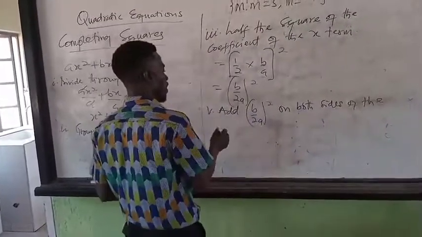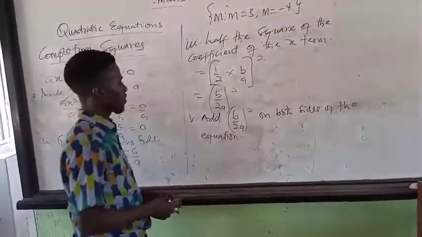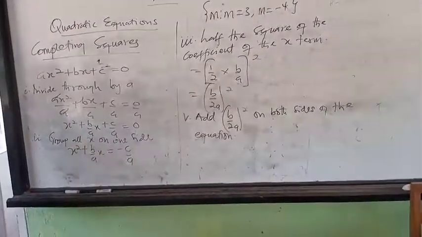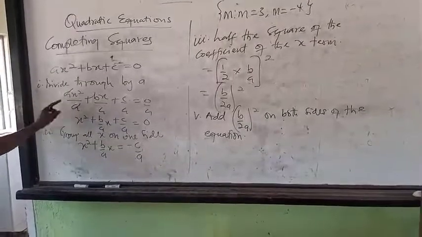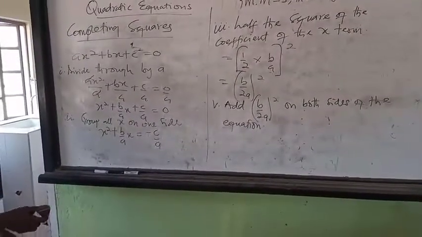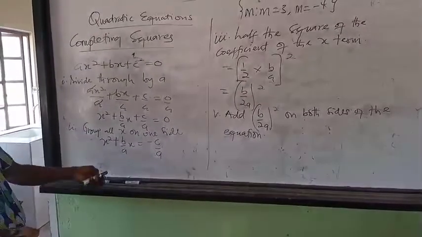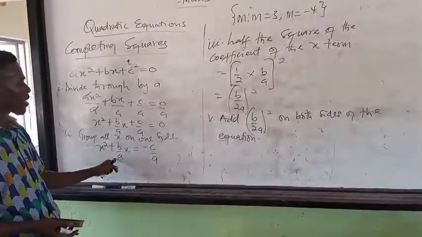You add it on both sides of the equation. So first of all, you divide through by a. After dividing through by a, you are going to get x squared plus b on a x plus c over a is equal to 0. We are going to group all x on one side. When you group all x on one side, you are going to get something like this.